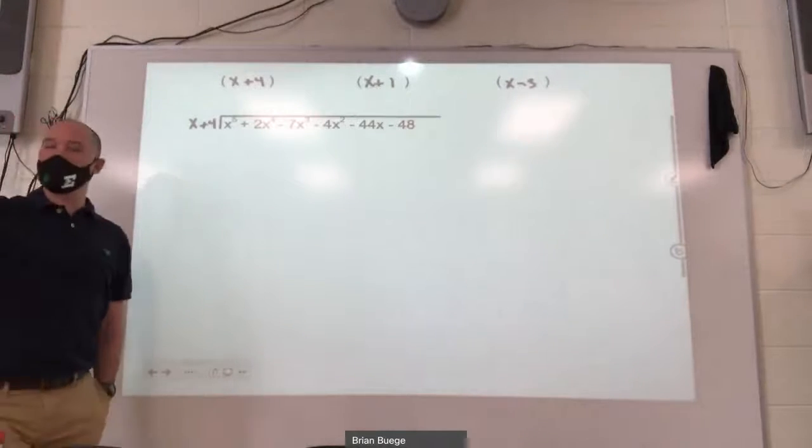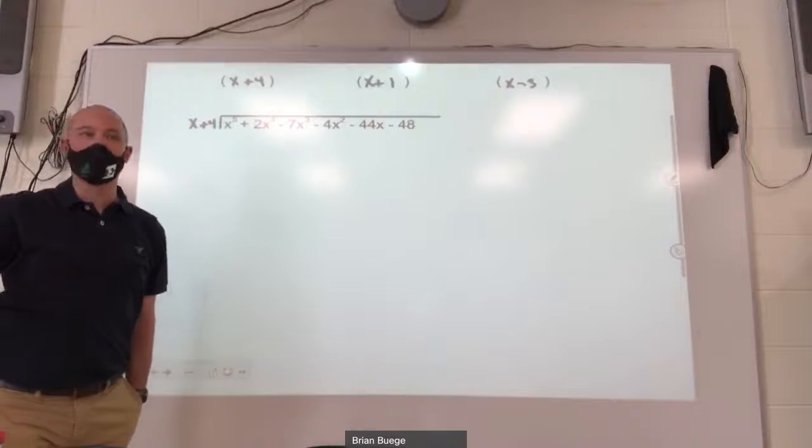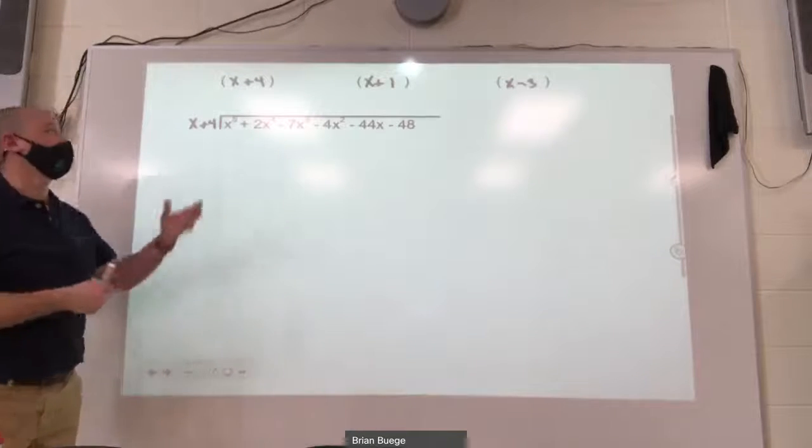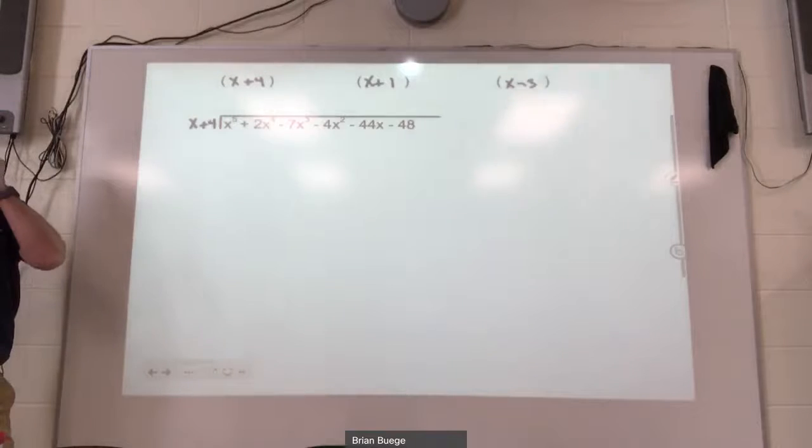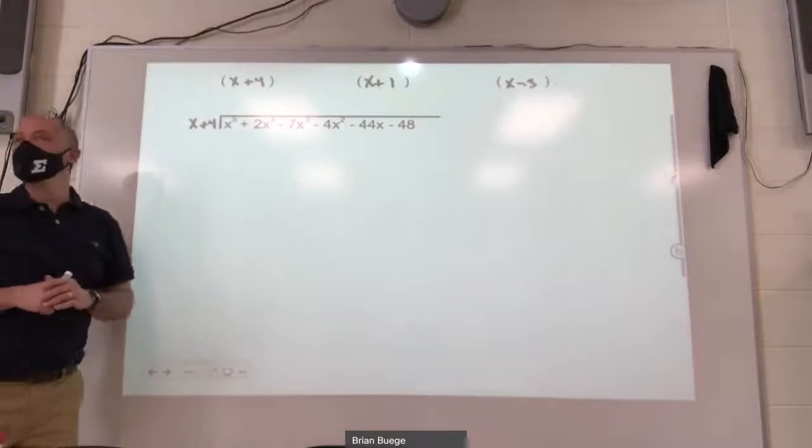That is currently what my 4th grade son is doing right now. He is working on long division. Obviously he's got numbers. You're doing it with algebra, with polynomials, with letters.